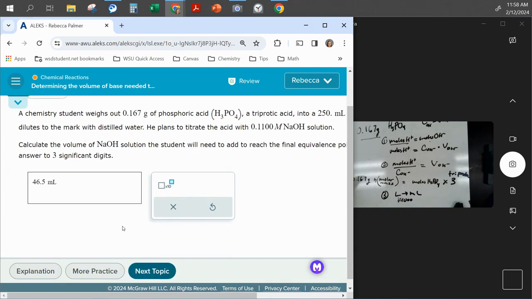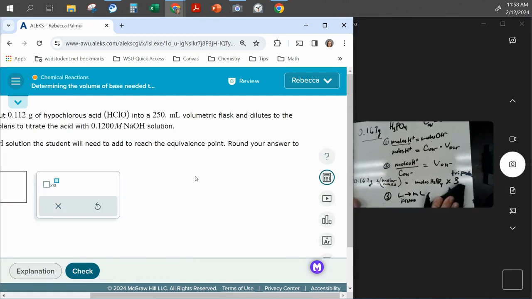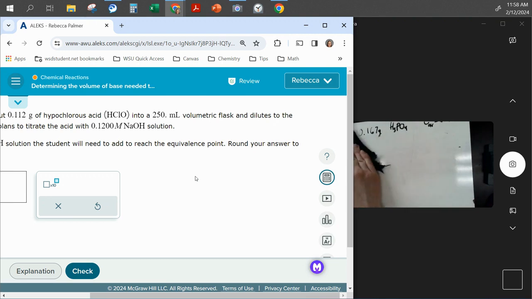Yes, Chloe. Will you take the hall pass? Thank you. Do you want to do another titration problem? Okay, yes, all right. I'm going to erase this.